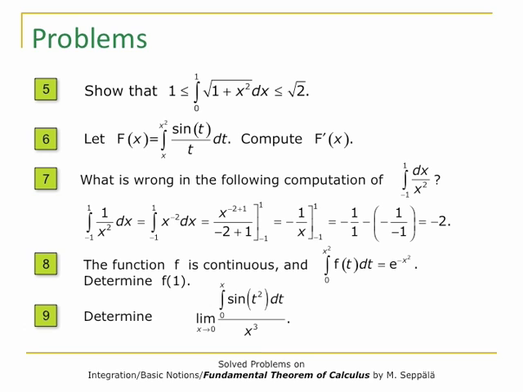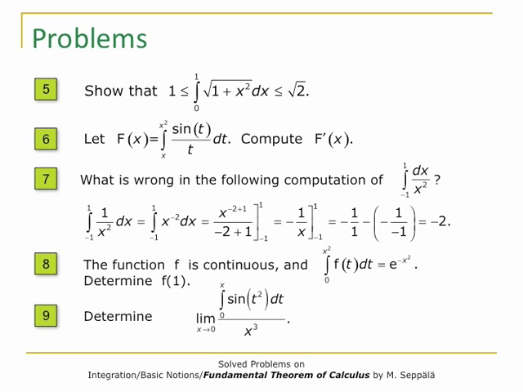The computation goes that the integral from negative 1 to 1 of 1 over x squared dx is of course the same as the integral from negative 1 to 1 of x to the power negative 2 dx. An antiderivative of x to the power negative 2 is x to the power negative 2 plus 1, divided by negative 2 plus 1. We substitute into this from negative 1 to 1, so we get minus 1 over x from negative 1 to 1, and the substitution yields the value negative 2. So what is wrong here, if anything?